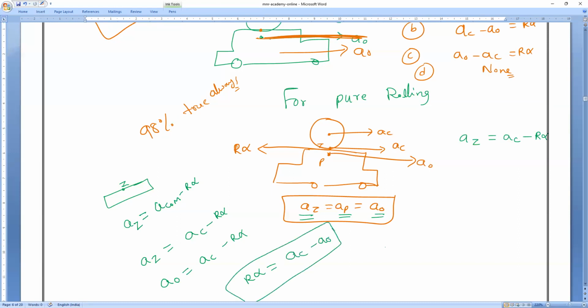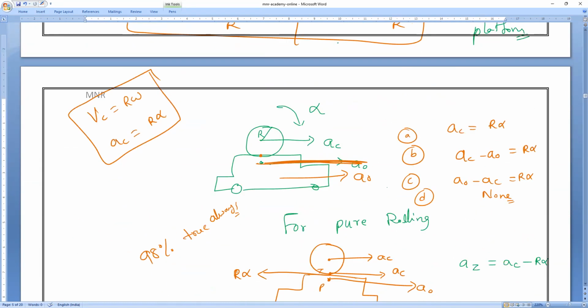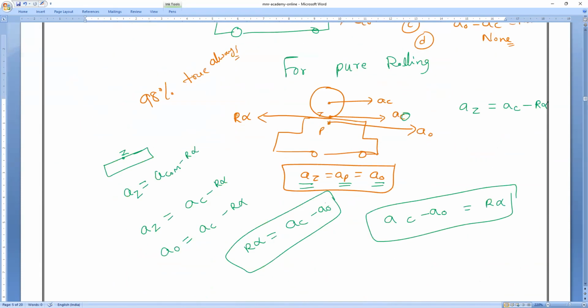So which option is correct? Anybody? AC minus A naught is equal to R alpha. Which option is correct? Option B. Please note it. Okay, everybody. So the point of contact and that part of the surface are both having the same acceleration. So if you remember that point, that's all it is. So AZ and AP is equal to A naught only. And you can take it.